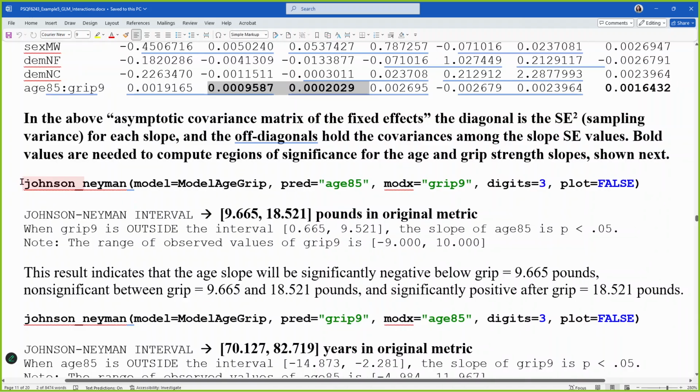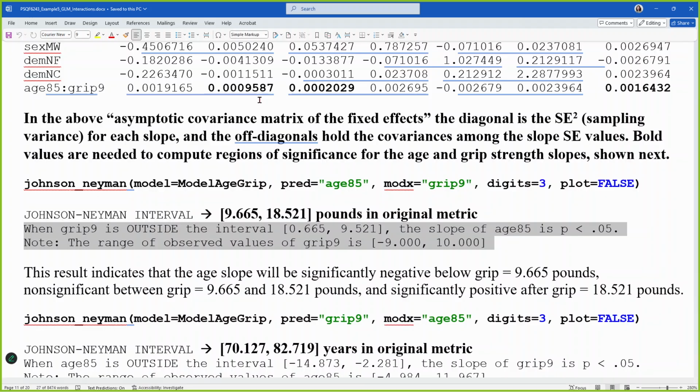I found a function called Johnson-Neyman that will provide the boundaries at which the simple effects turn on and off as a function of the moderator. So this is the output that I got. When grip is outside this interval, the slope of age is p less than 0.05, and then they note the observed range of grip in the centered one.